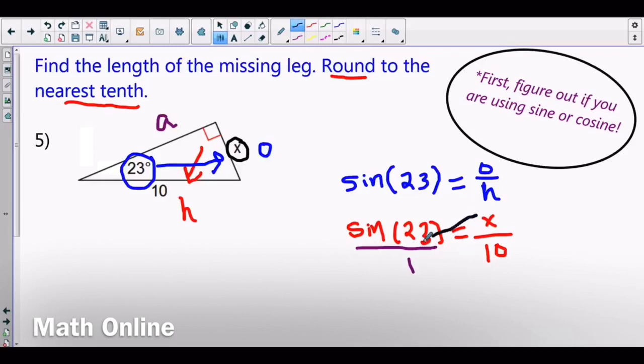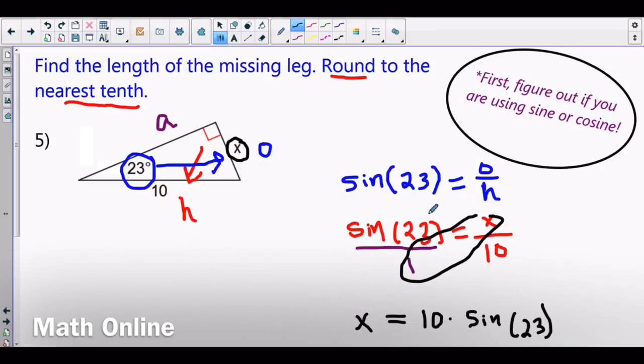So 1 times x will give us x. X is equal to, remember I said always start out with the whole number first, and then the sine, tangent, or cosine. So 10 times sine of how many degrees? 23 degrees. Perfect. There it is. Awesome.